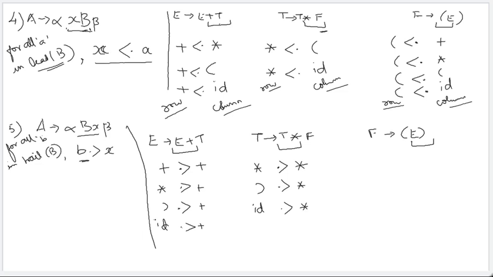Okay, and finally here we need to find the trail of capital E, which includes star, plus, closing bracket and ID. So all these things have greater precedence over the operator. Now we need to fill up all these things in the table.